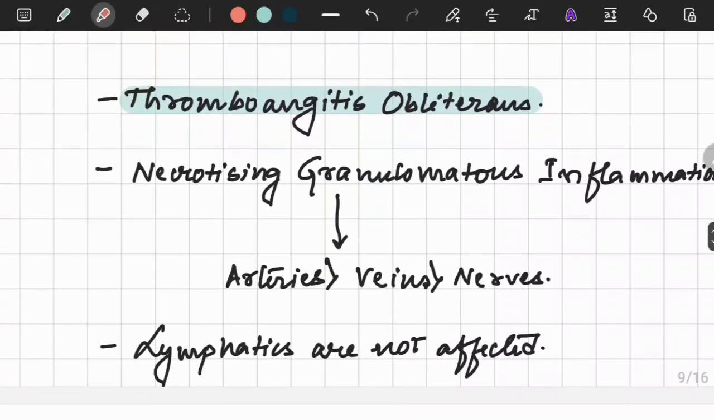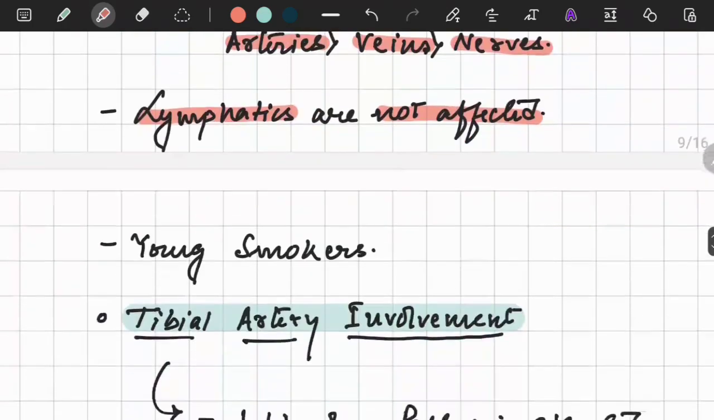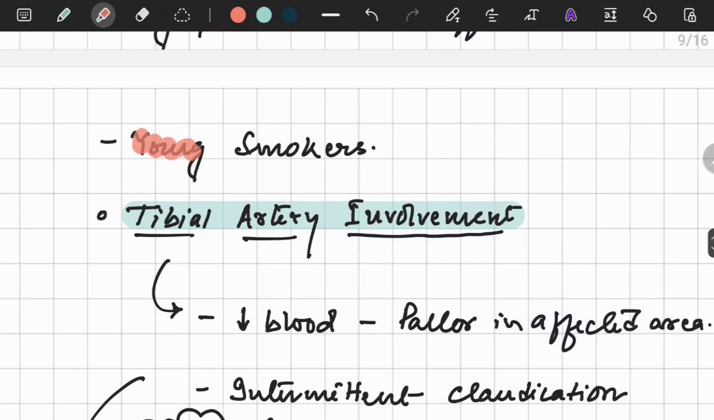So let us summarize what we learned in thromboangiitis obliterans. It is also known as Buerger's disease. Here we find necrotizing granulomatous inflammation. The most common vessels affected are arteries more than veins, more than nerves. Lymphatics are not affected, only arteries, veins and nerves are affected. It is usually seen in young smokers.